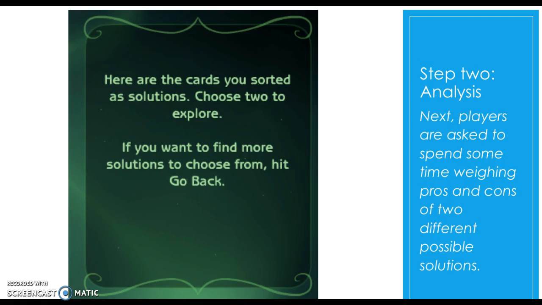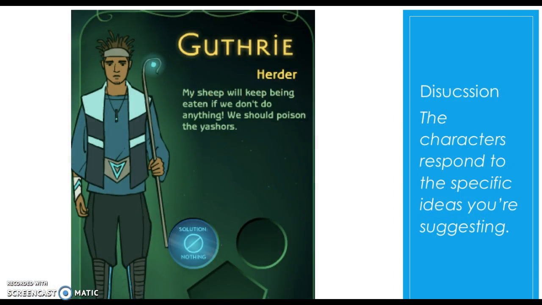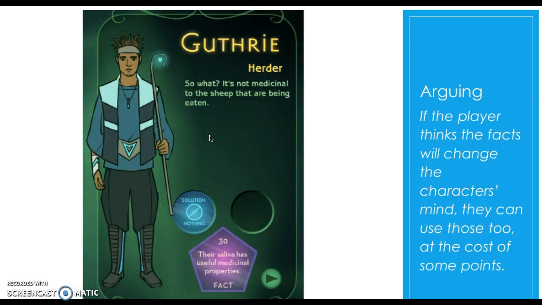After that, they choose two of the possible solutions to look at more in depth. And what they do with those is they go back to those original characters and find out what they think, which is the same statement the person made initially. And then the student can click and drag into here one of the two solutions to see how that changes what the character thinks. The other thing that they can do is they can drag in additional facts that they have found out and see if that affects what the character thinks. And in this case, it did not. He said, "So what?" Guthrie's kind of grumpy.